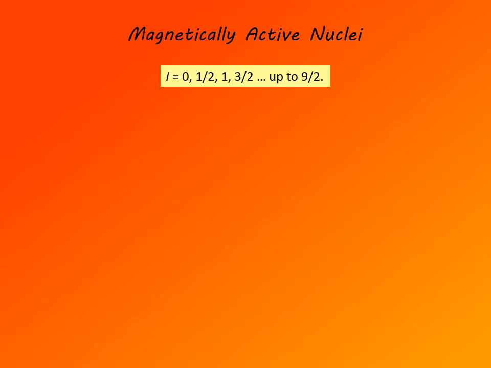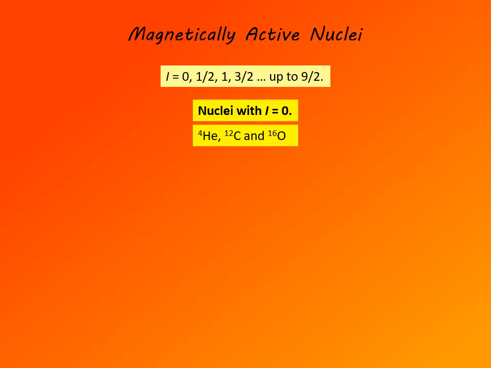So net overall nuclear spin, I, could be 0, 1/2, 1, 3/2, and so on, all the way up to 9/2. Magnetically active nuclei have net overall spin. Those that have a net overall nuclear spin of 0 are not magnetically active and cannot be observed by NMR spectroscopy. So we can identify 3 types of nuclei. Those with spin of 0 would be nuclei such as helium-4, carbon-12, oxygen-16. Those are nuclei that cannot be observed by NMR spectroscopy.